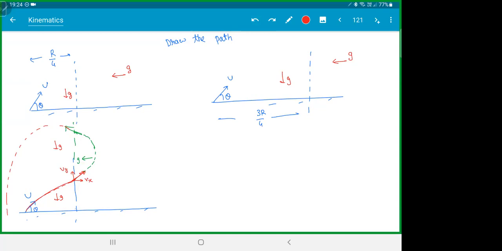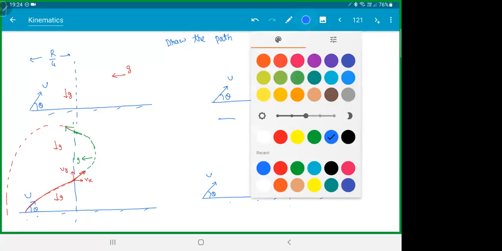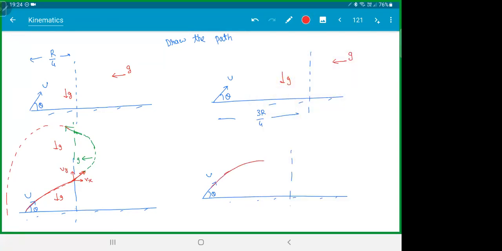How will the second path look like? I know, I understand. If you got it, it is good. I know you won't be able to type it in the chat box. How will the second guy look? This is 3r by 4. Means you have gone up and you're coming down now. You already crossed h max. So velocity will be this way, and gravity is this way.